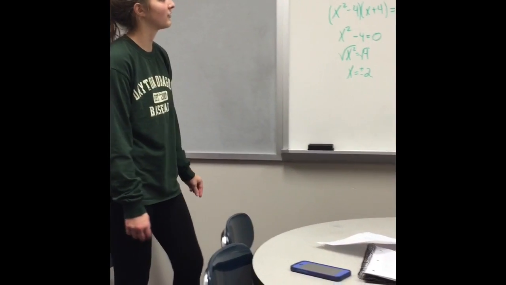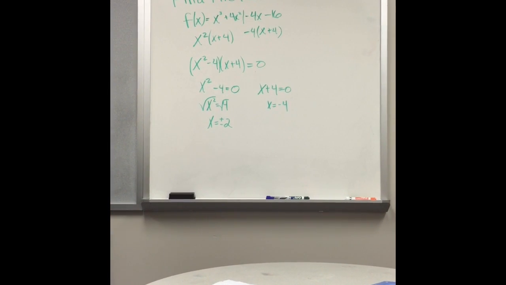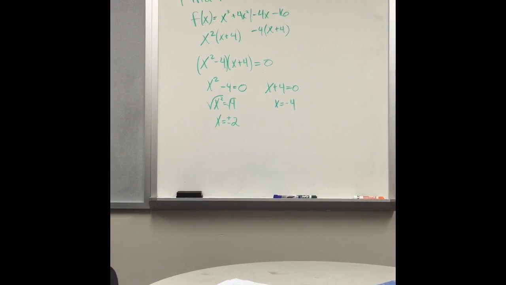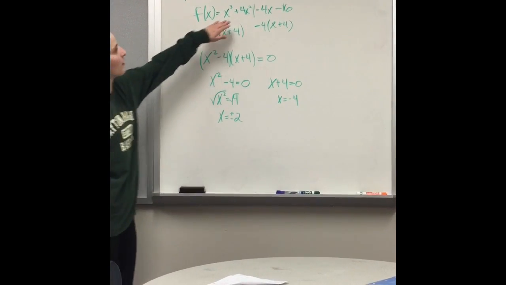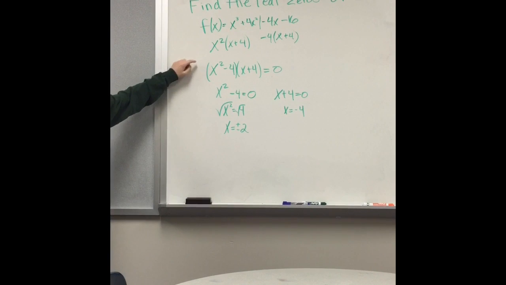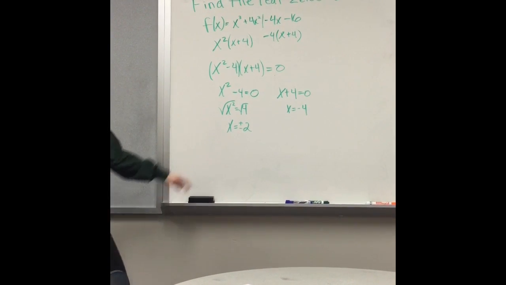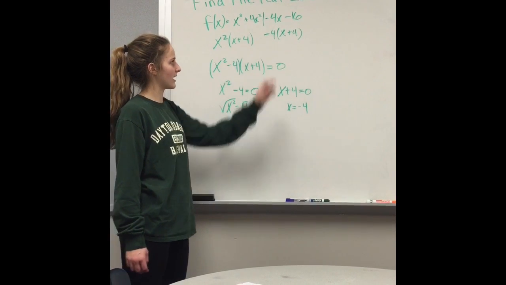Alright, so the problem is to find the real zeros of f of x equals x cubed plus 4x squared minus 4x minus 16. So I factored by grouping, and I pulled out an x squared, and that would leave me with x plus 4. And then when I pulled out a negative 4 on this one, I got x plus 4.